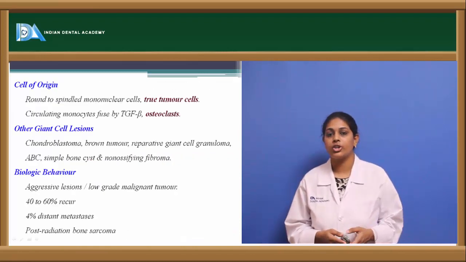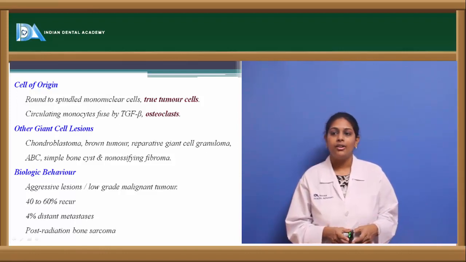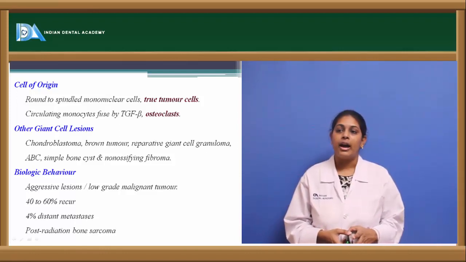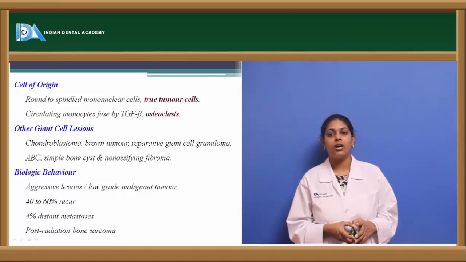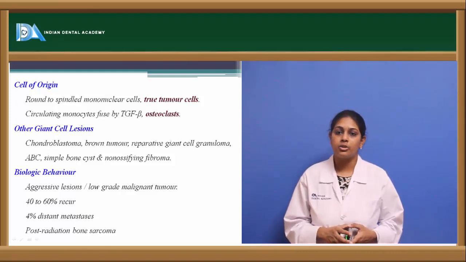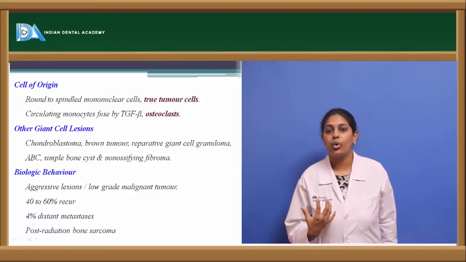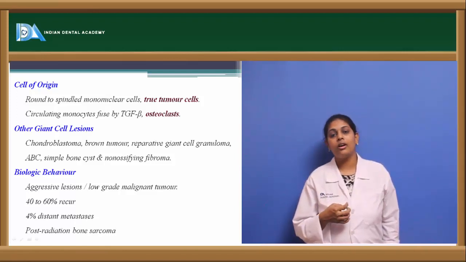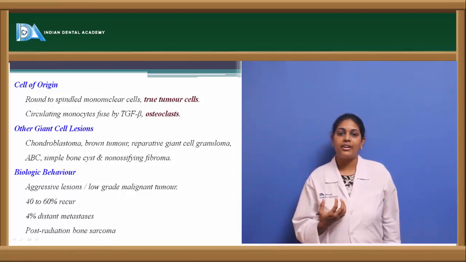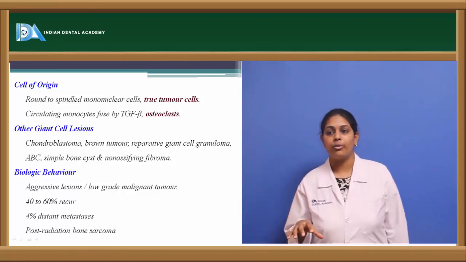Coming to the cells of origin, usually these neoplastic cells in this osteoclastoma can be round or otherwise spindle shaped, and they are usually mononuclear cells, known as true tumor cells. They are supposed to originate from circulating monocytes, which fuse together with the help of the growth factor known as transforming growth factor beta, and result in the formation of giant cells known as osteoclasts. So this is the origin of the giant cells in giant cell granuloma.